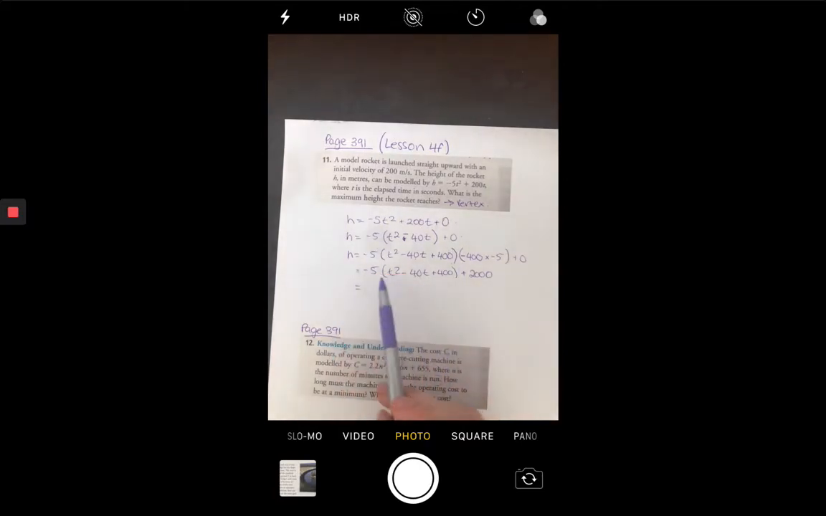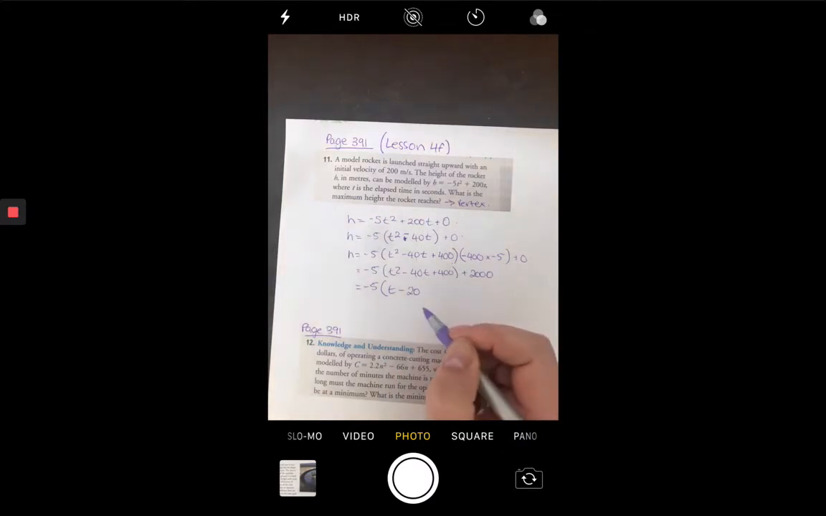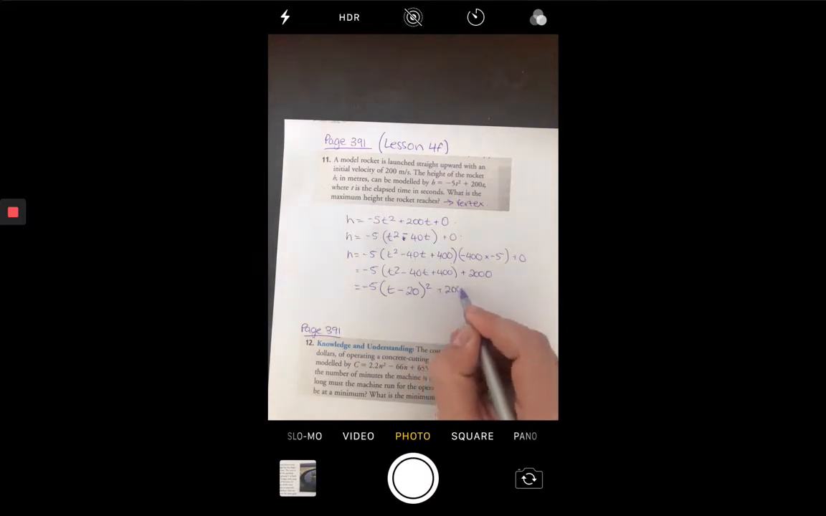Now we put this into our factored form. So negative 5 times (t minus 20) squared. Now we can see that this is in our vertex form. We've changed it from our standard form to our vertex form, and we know how to read our vertex straight from our vertex form. Our vertex here is (h, k).